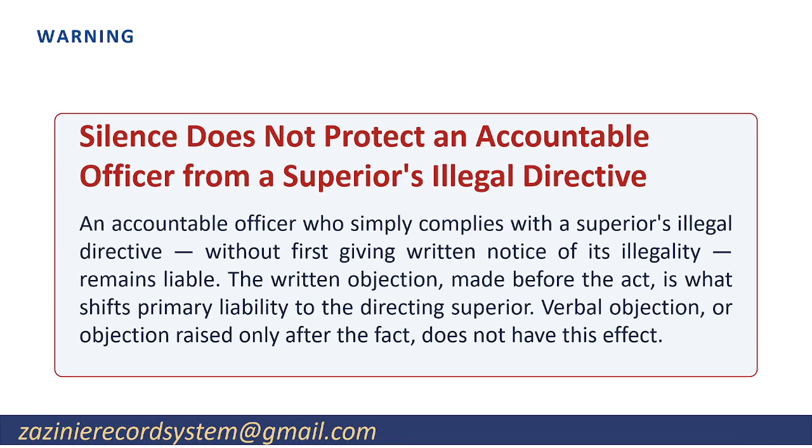Warning. Silence does not protect an accountable officer from a superior's illegal directive. An accountable officer who simply complies with a superior's illegal directive, without first giving written notice of its illegality, remains liable. The written objection, made before the act, is what shifts primary liability to the directing superior. Verbal objection, or objection raised only after the fact, does not have this effect.